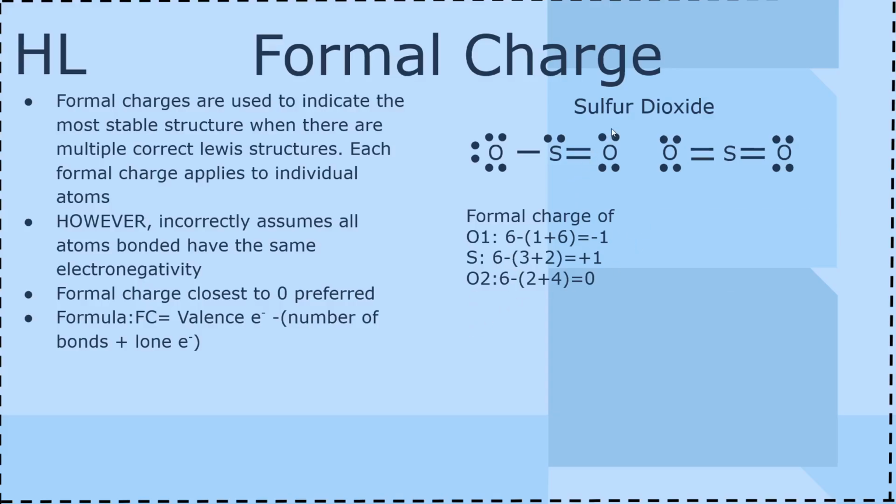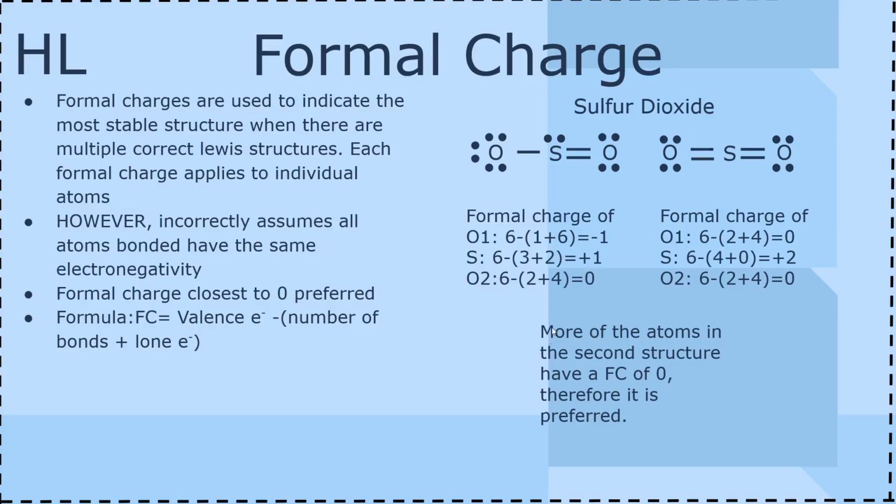And for the formal charge of the other drawing, O1 is going to have 6 minus 2 plus 4 equals 0. Sulfur is going to have 6 minus 4 plus 0, which equals plus 2. And O2 is going to have 6 minus 2 plus 4 equals 0. Now, even though these are plus 1 and minus 1, and this one's going to be a plus 2, more of the atoms in the second structure have a formal charge of 0, and it is therefore preferred. So it's whatever gets you to the most 0 formal charges.